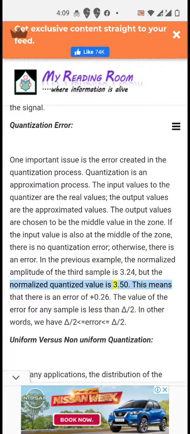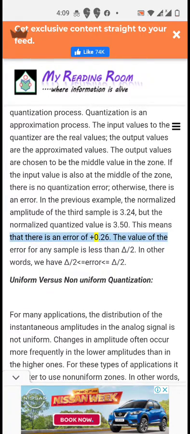an error. In the previous example, the normalized amplitude of the third sample is 3.24, but the normalized quantized value is 3.50. This means that there is an error of plus 0.26. The value of the error for any sample is less than Δ/2. In other words, we have -Δ/2 ≤ error ≤ Δ/2.